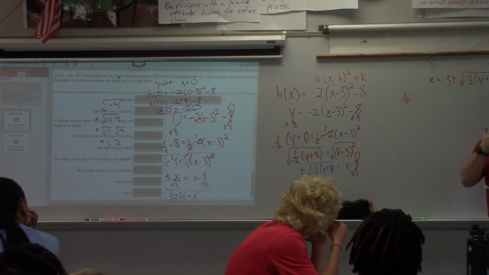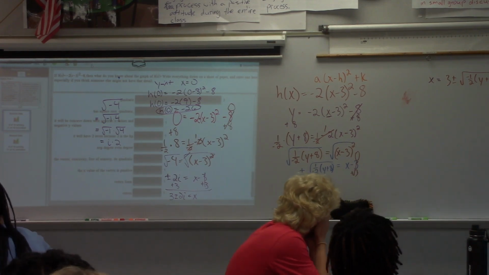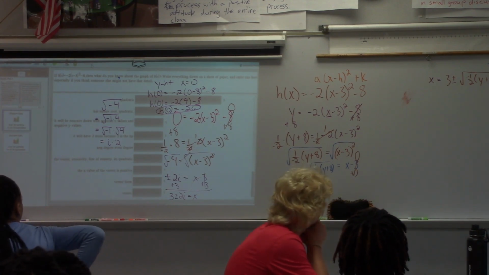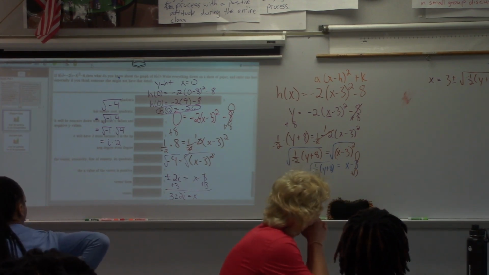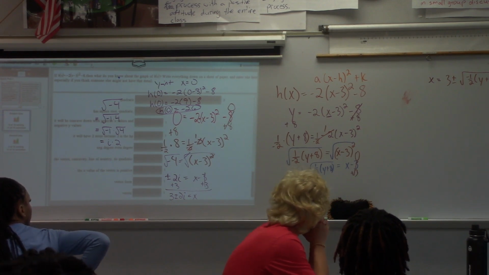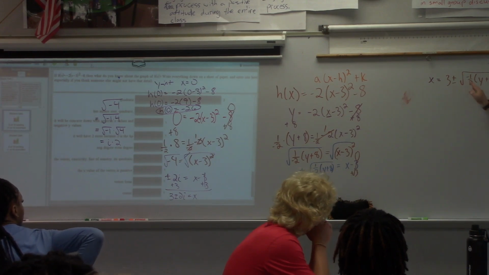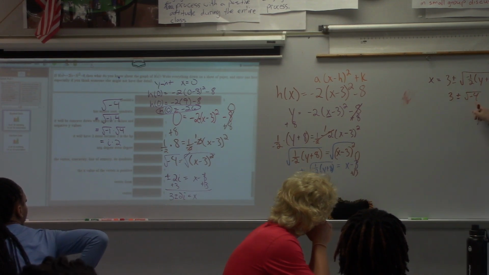Now I want to show you something that is really useful about this inverse equation. If I'm looking for a 0, what's that y value again? 0. Hey, what's 0 plus 8? 8. What's negative 1/2 times 8? Negative 4. What's the square root of negative 4?